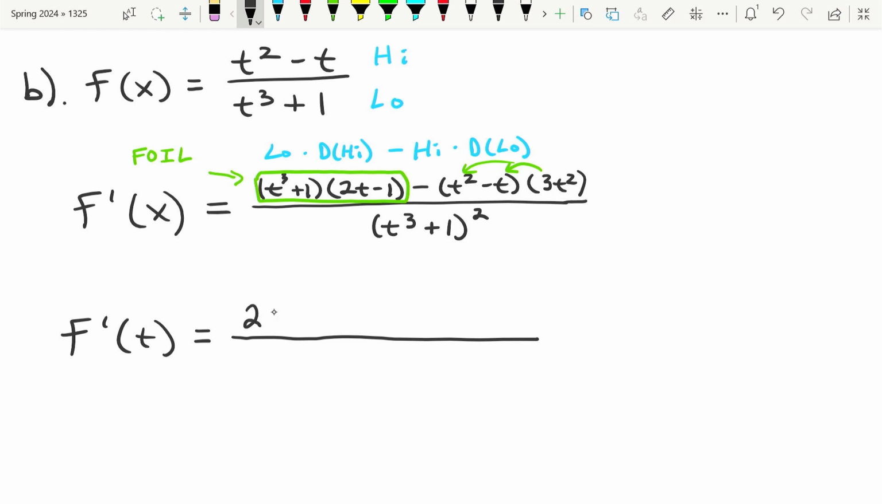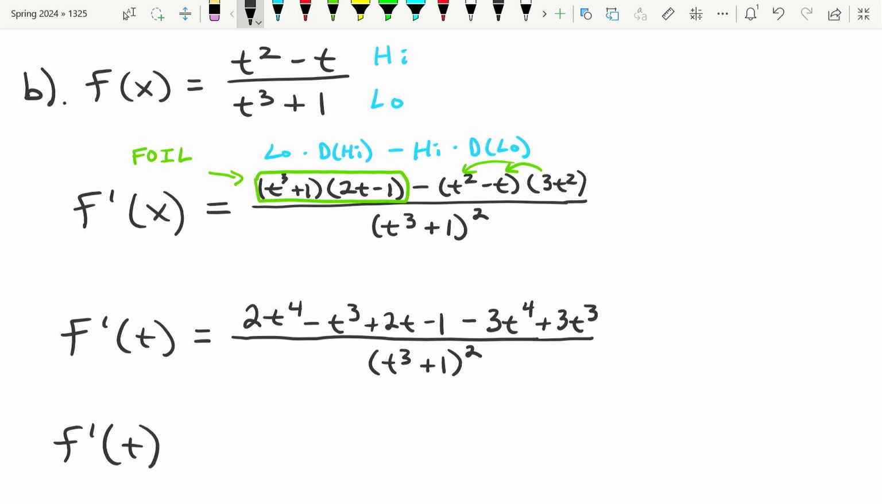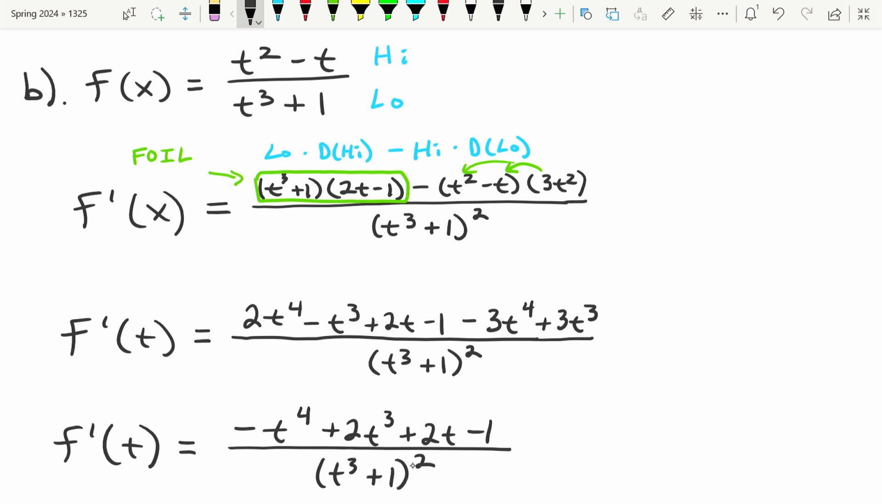This thing FOILs out to be 2t to the fourth minus t to the third plus 2t minus 1 minus 3t to the fourth plus 3t to the third, all over t to the third plus 1 in parentheses squared. Then combining like terms, we will get this looking like negative t to the fourth plus 2t to the third plus 2t minus 1 all over t to the third plus 1 all squared.